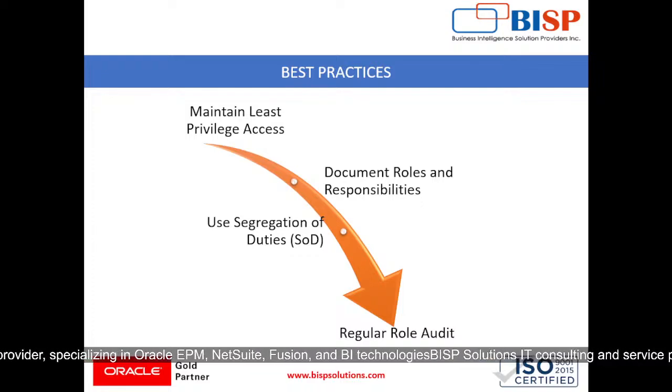Then we have discussed best practices. So first is maintaining least privilege access, assigning users the minimum permissions needed to perform their tasks. Then documenting roles and responsibilities, where we will be maintaining a detailed record of roles, permissions and their mappings. Then we will be using segregation of duties, SOD, to avoid conflicts by separating roles that manage approvals, transactions and audits, like that.